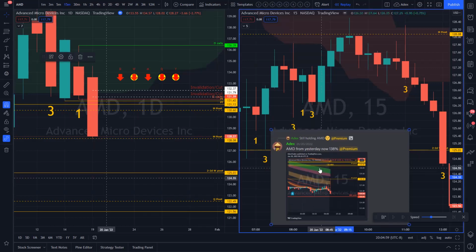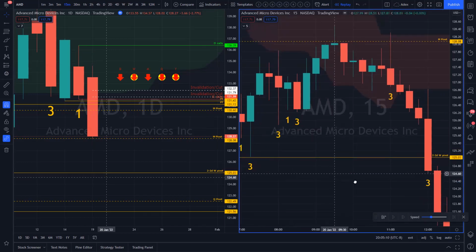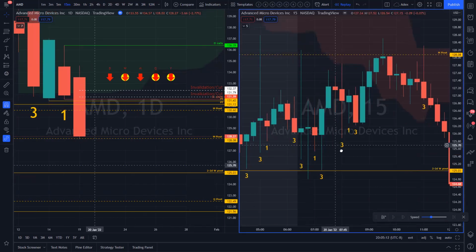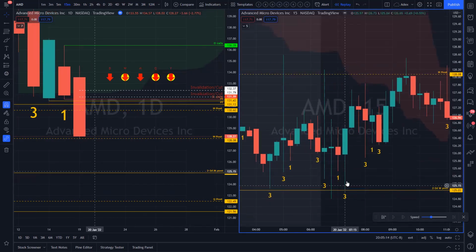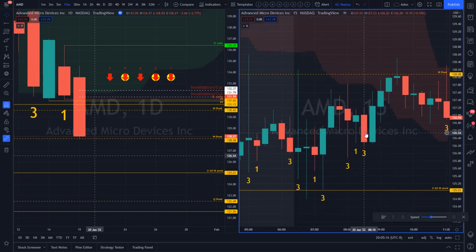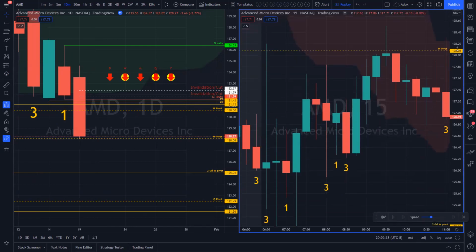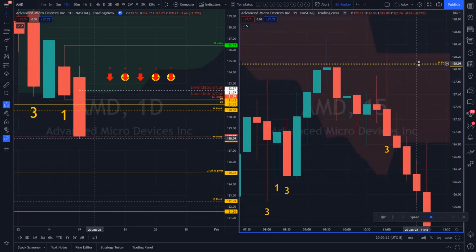So AMD from yesterday, we woke up Wednesday, now 138%. Why? Because it gapped down. And this is why I said still holding AMD. Gap down, and look what happens. We start going back up. So you can start freaking out, like, oh shit, are we going to go back up? Look what it slaps into: the monthly pivot that we drew on the monthly time frame.